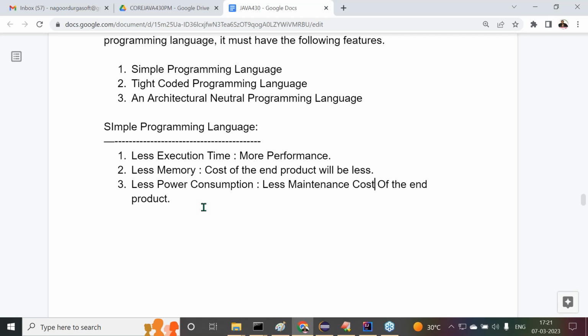So because of this reason, Sun Microsystems is thinking, Sun Microsystems wants to prepare a new programming language. It should be what there? A simple programming language. That simple programming language should have less execution time, less memory, less power consumption. They are the three factors that Sun Microsystems wants to have in that new programming language.